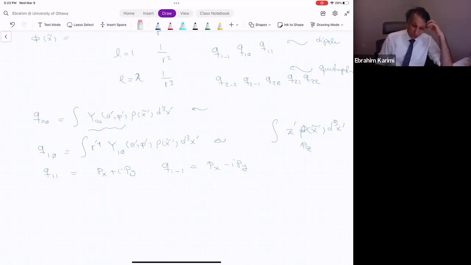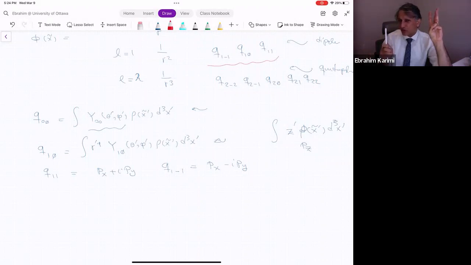The only question remaining is this. I don't have any problem with the dipole because I have 3 components here: Q11, Q10, Q1 minus 1. And in the Cartesian coordinates, I have Px, Py, Pz. All right.